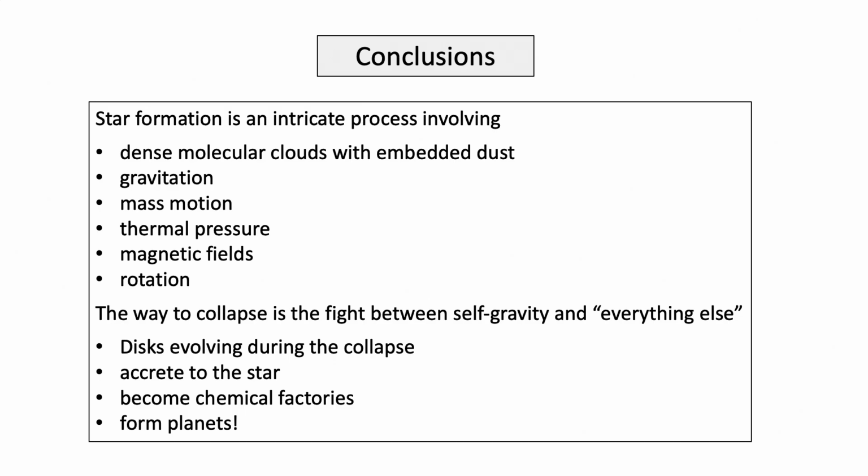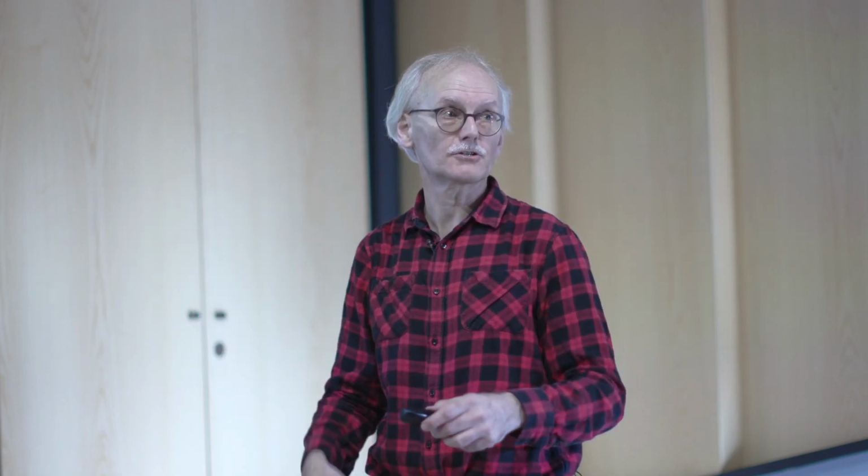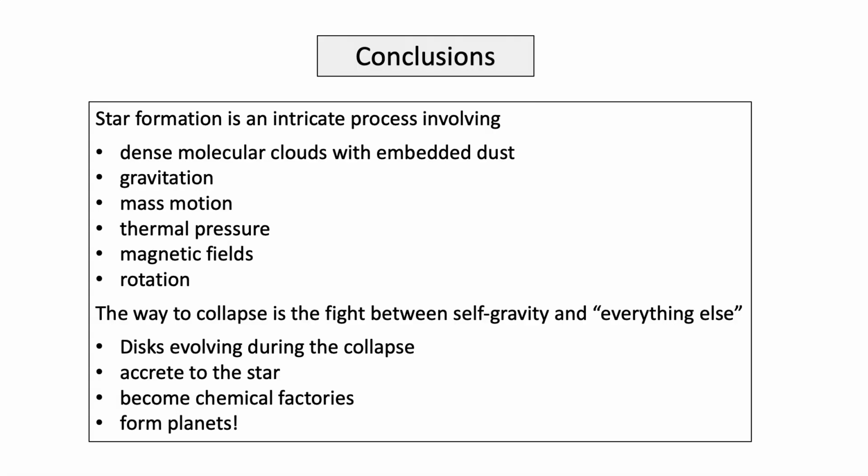We need dense molecular clouds, we need gravitation, mass motion, thermal pressure, magnetic fields, rotation. And it's become a fight between, if you remember well, self-gravity and all other forces, because all the other forces want to expand and self-gravitation wants to contract. And to successfully form a star, we need to have one winner of the game, and it's gravitation.